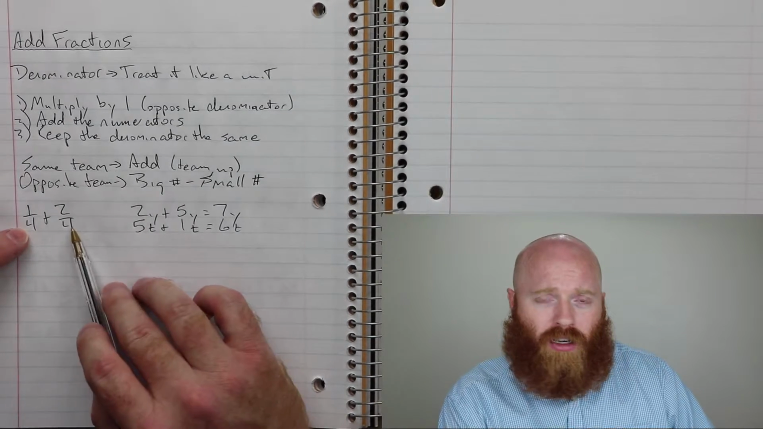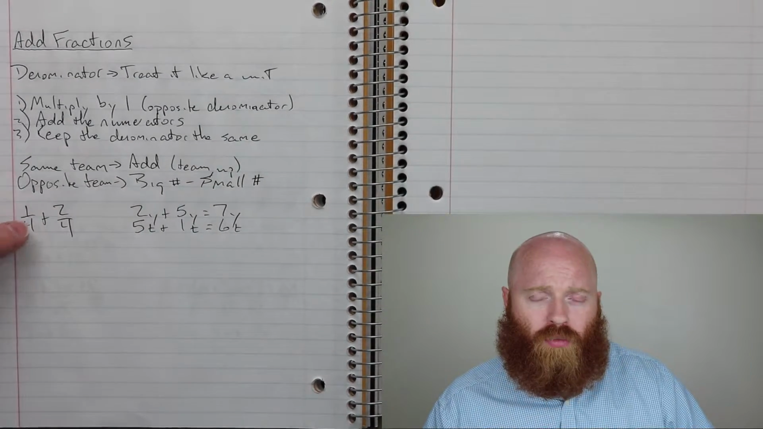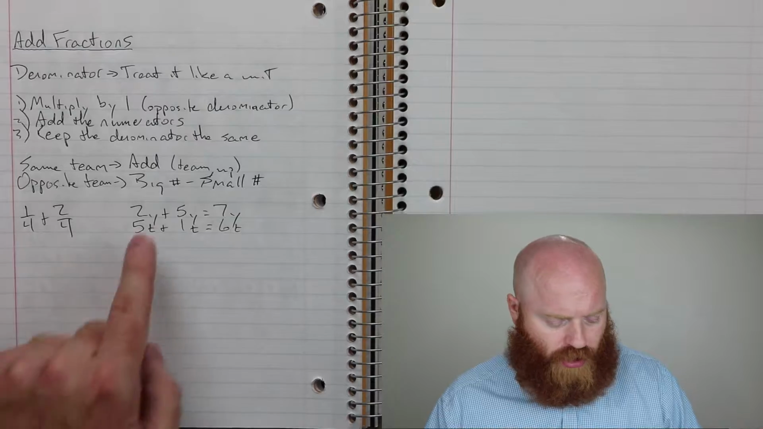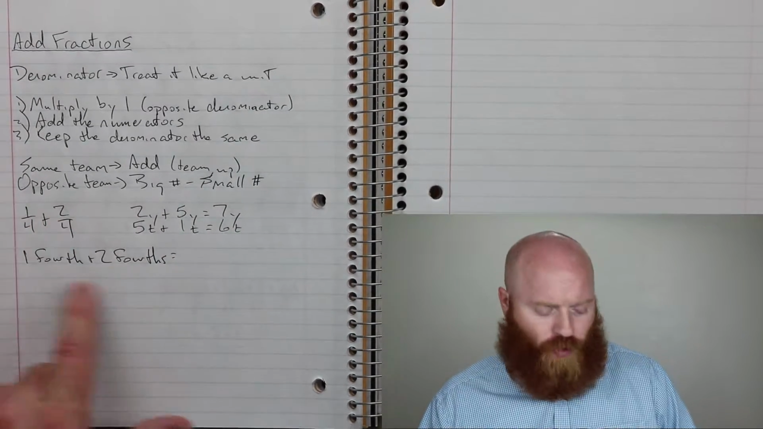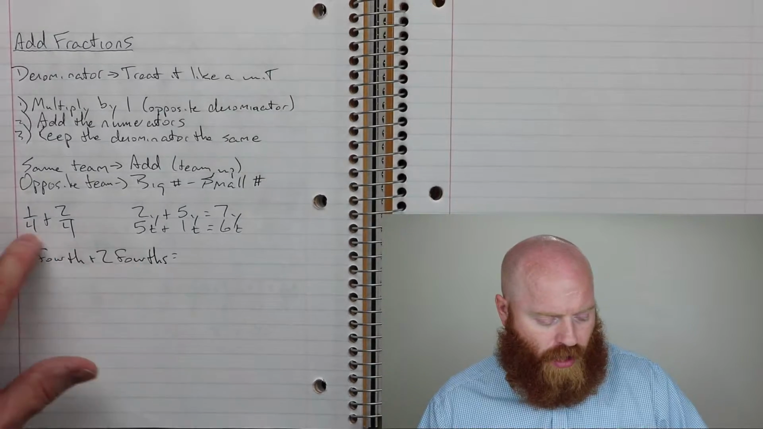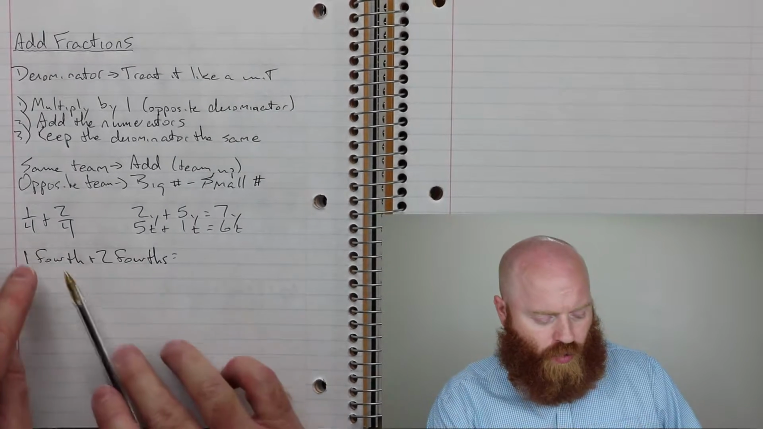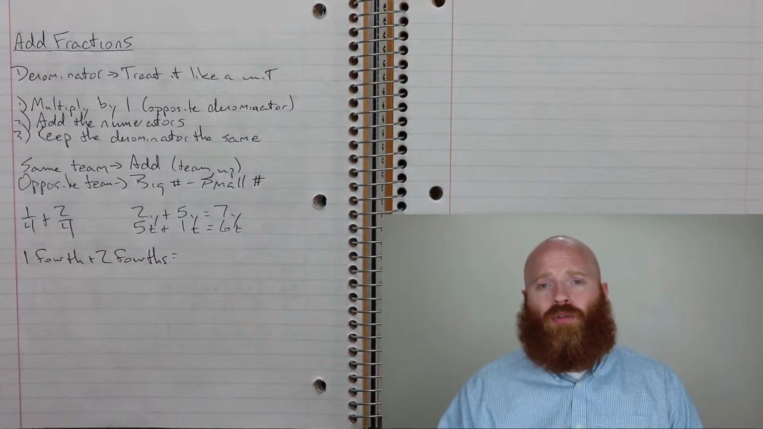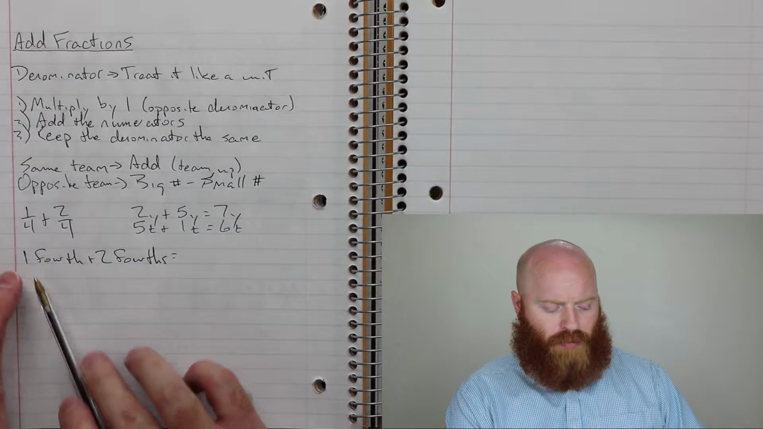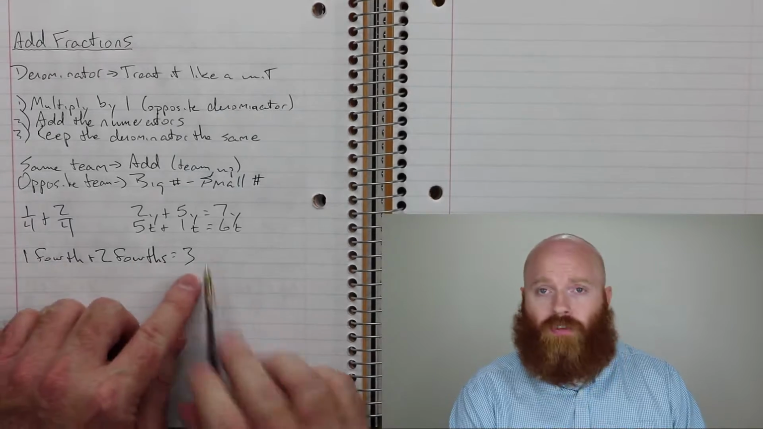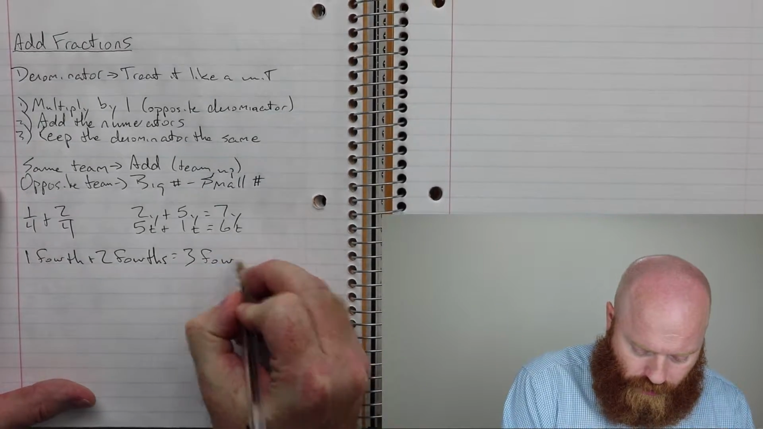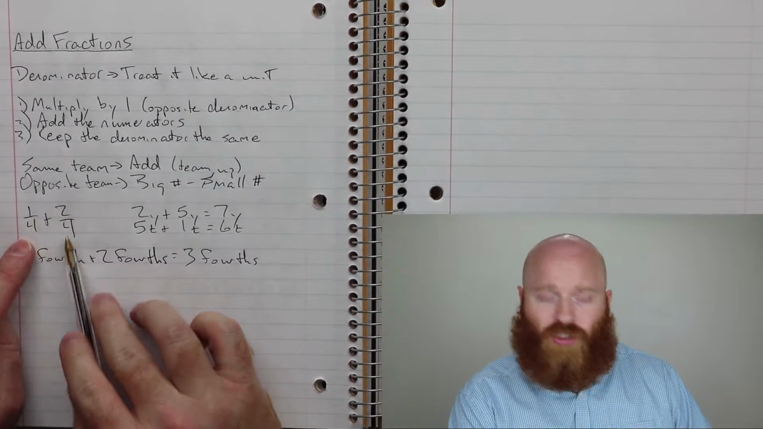Okay, so let's come over here, and I'm going to write it out in words, 1/4 plus 2/4. I treat the denominator like a unit. What would 1/4 plus 2/4 be? It would be 3/4. I would add my numbers, 1 plus 2 and get 3, and in fourths, that would be my unit. So I would come up here and say 1/4 plus 2/4.